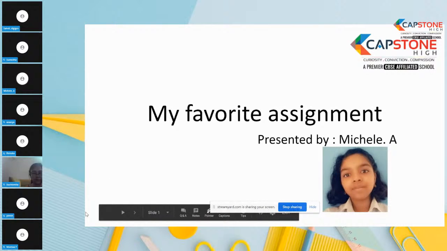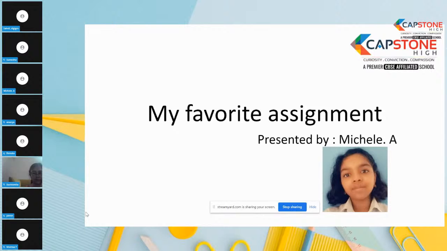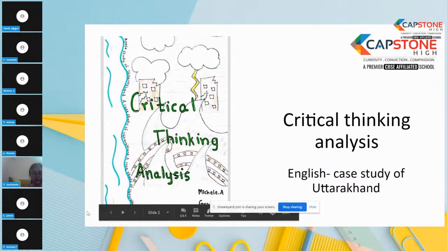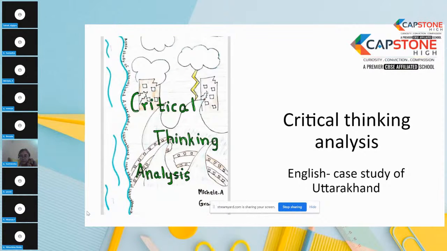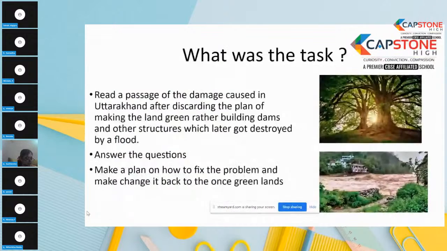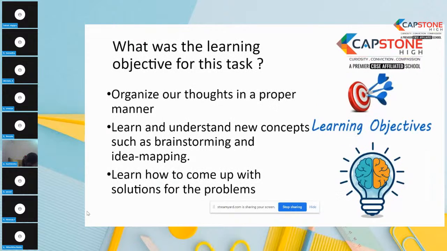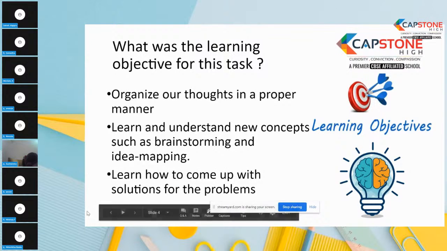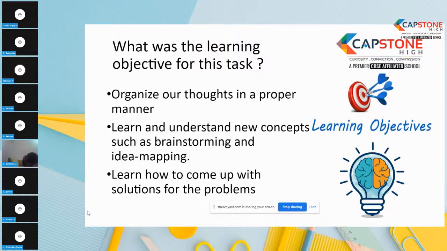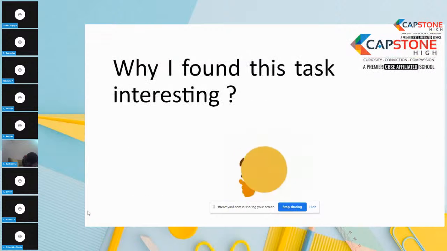Good evening to one and all present here. My name is Michelle and today I will be sharing about my favorite assignment. My favorite assignment is the critical thinking analysis. We have done this in English, which is a case study of Uttarakhand. The task was to read a passage, answer the questions, and make a plan on how to fix the problem. The learning objectives for this task were to organize our thoughts in a proper manner, to learn and understand new concepts, and to learn how to come up with solutions.